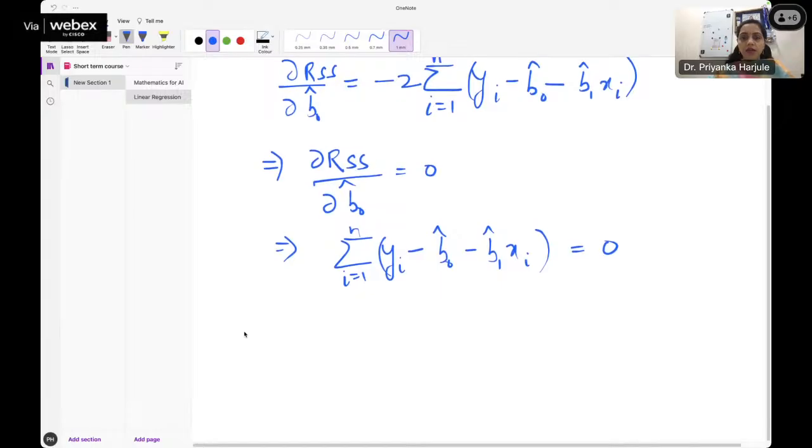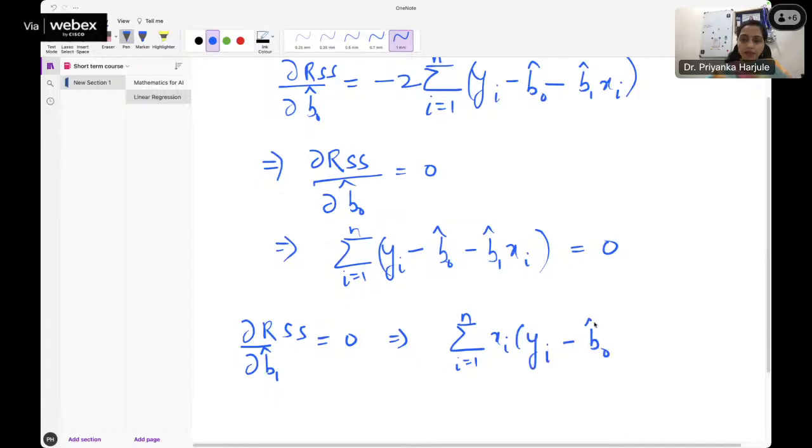Now we set the partial derivative with respect to b1 to 0. So that is del RSS with respect to del b1 cap equals 0, and we will get summation i equals 1 to n of xi, because you have xi here, times (yi minus b naught cap minus b1 cap xi) equals 0.